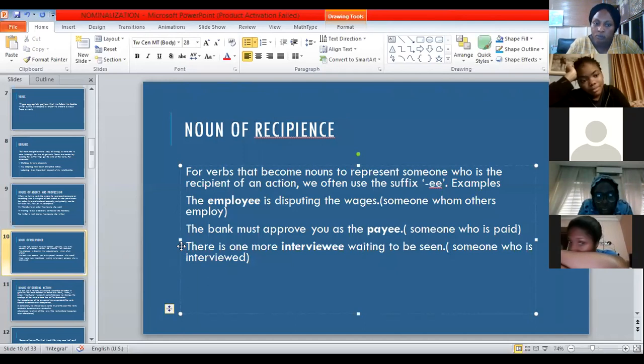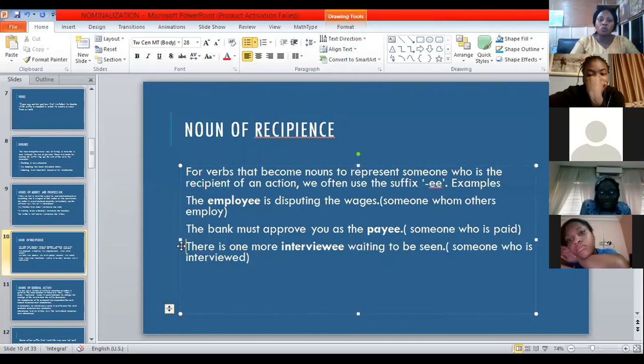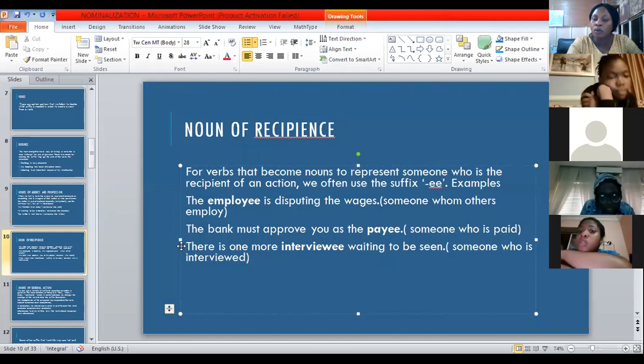Let's go to the second example. The bank must approve you as the payee. Who is the payee? Someone who is paid. There is one more interviewee waiting to be seen. Now, who is an interviewee? If you look at these words, I highlighted them, I made them bold, so you understand that they are nouns that are recipients of an action. And how did they become nouns? They were formerly verbs, with the addition of the suffix -ee.